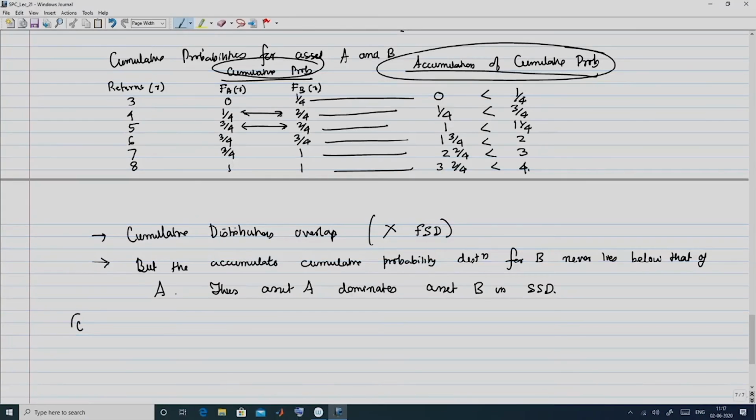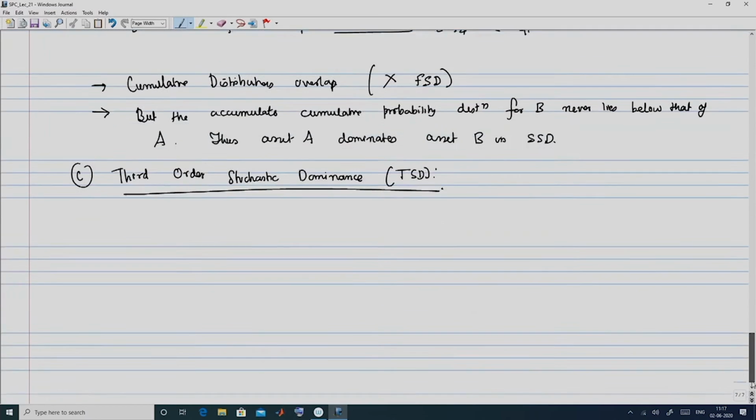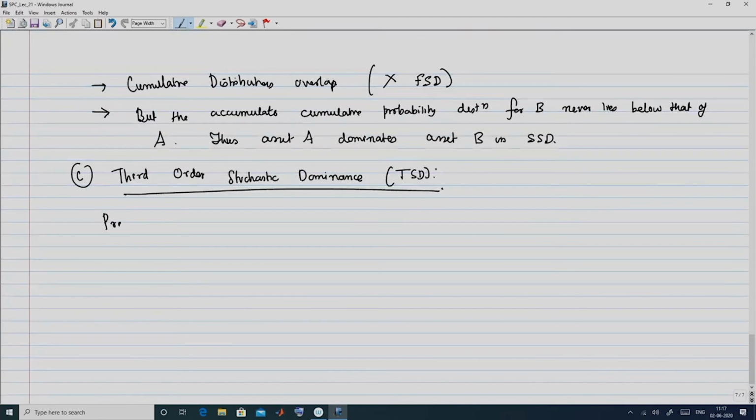So, we now move on to the last of the three stochastic dominance criteria that we had begun to explore, and this is what is known as the third order stochastic dominance criteria. So, accordingly we start our discussion on third order stochastic dominance criteria, and we will denote this by TSD. So, let me begin with the motivation for this.